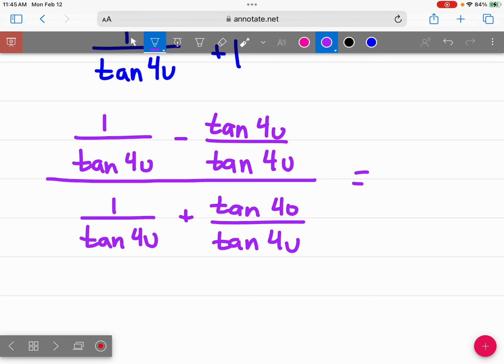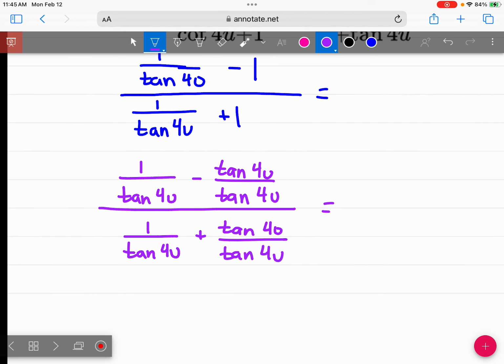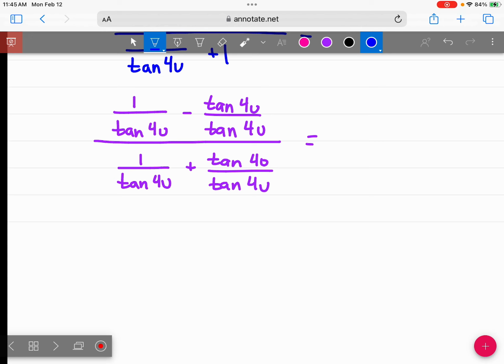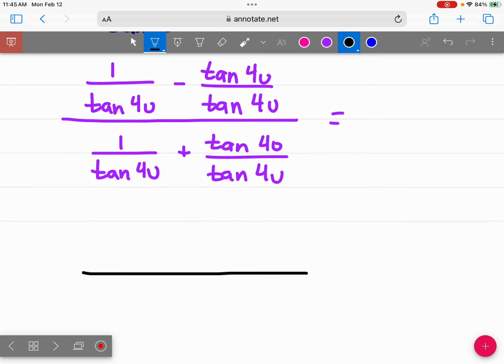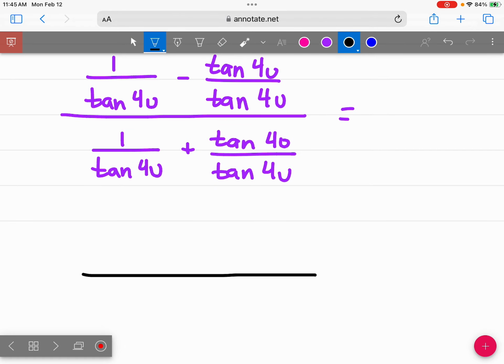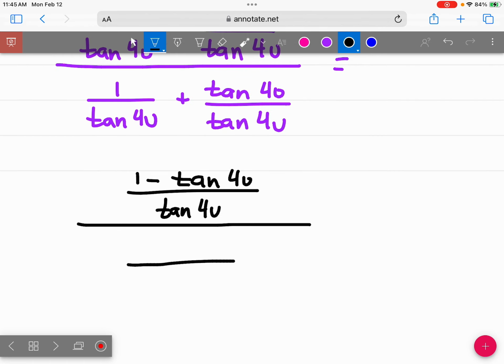And I know it looks super duper gross right now. So let's fix these fractions within fractions to just make it 1. We're going to combine those common denominator pieces. So I have 1 minus tangent 4u over tangent 4u, because we got that common denominator. And then my denominator piece, we have 1 plus tangent 4u over tangent 4u.